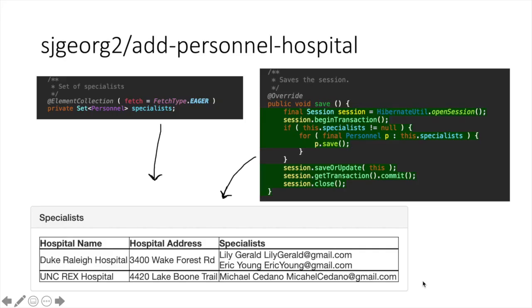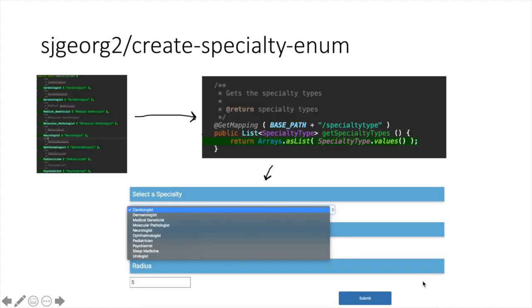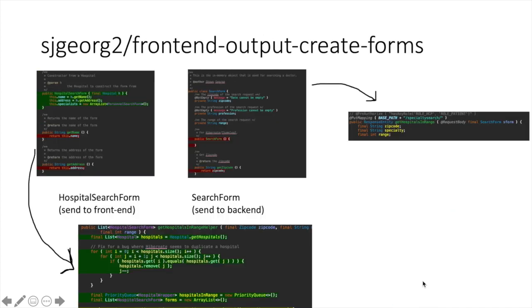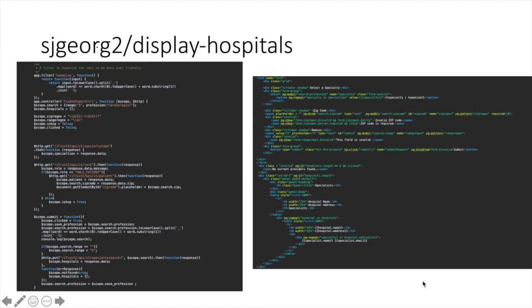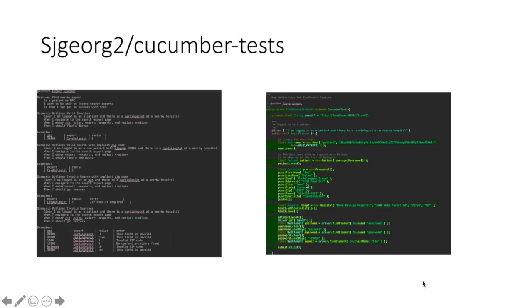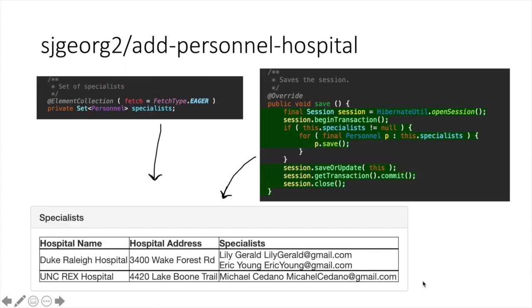So the feature-based roles that I was responsible for consisted of adding personnel to hospital, creating specialty enums, creating the output and input forms for the front end and back end, displaying hospitals, and creating the cucumber test. So to start off with the personnel to hospital, this is the code that I was responsible for. Essentially, just adding a field to allow multiple specialties, multiple personnel to be added to a hospital. This way a hospital can have a specialty when users search, and it can display here.